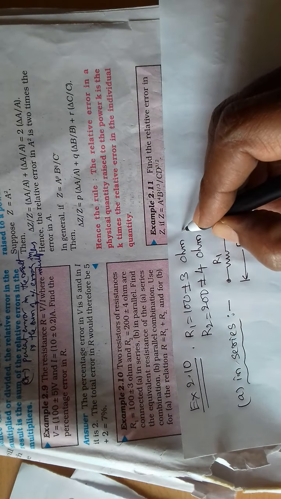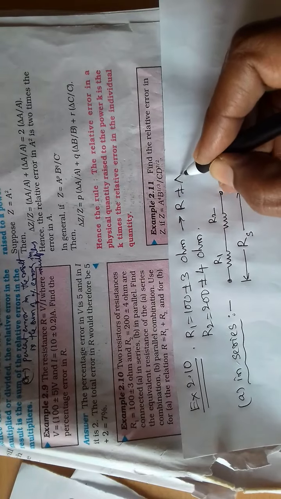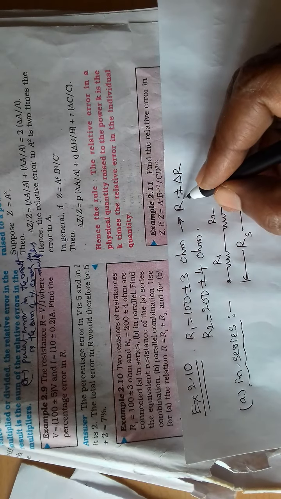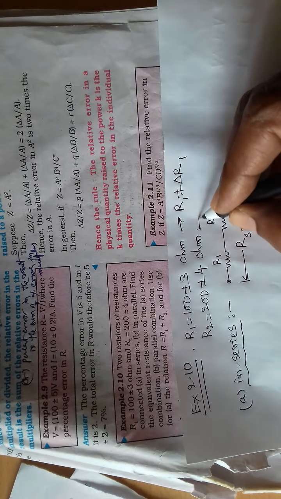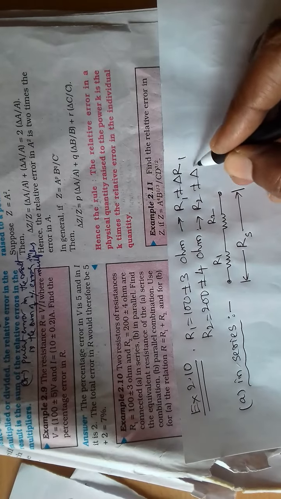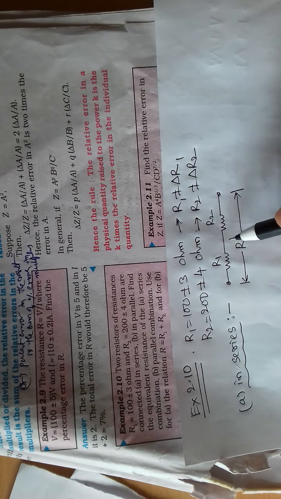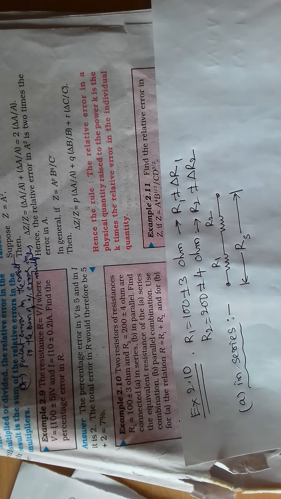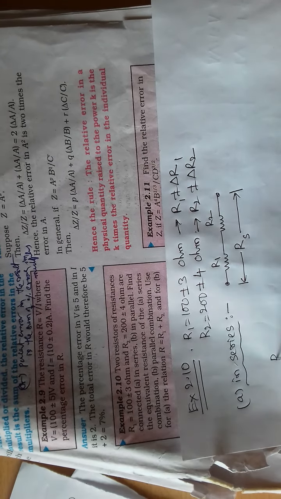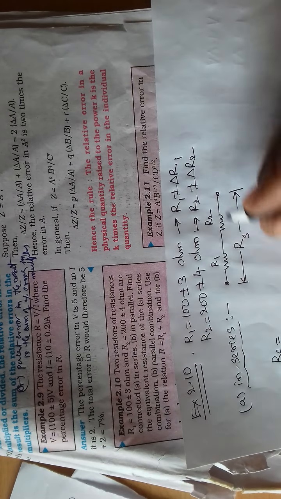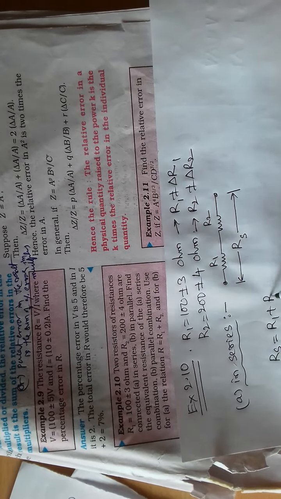When two resistances are given, this is in the form R plus or minus delta R. This also is the same: R1 plus or minus delta R1, R2 plus or minus delta R2. So in this way they are expressed. Now these two resistances are connected in series. In series connection, the net resistance is equal to the sum of the individual resistances. That you know already.